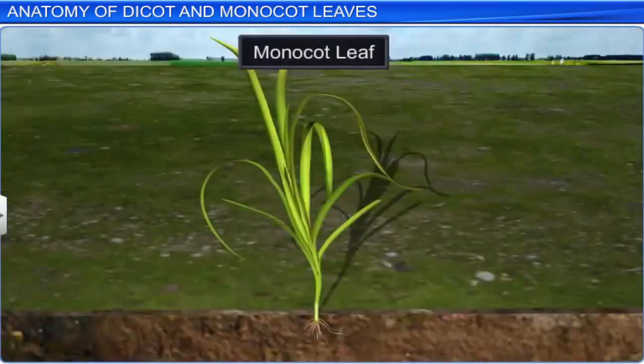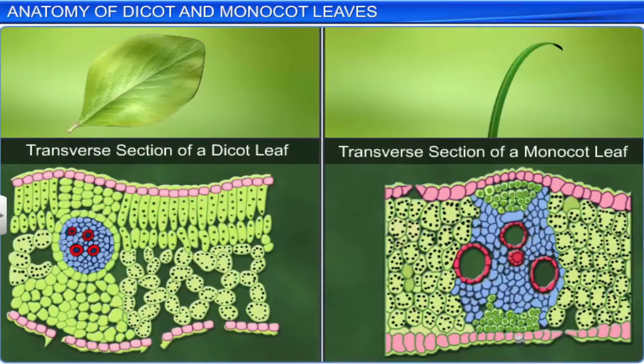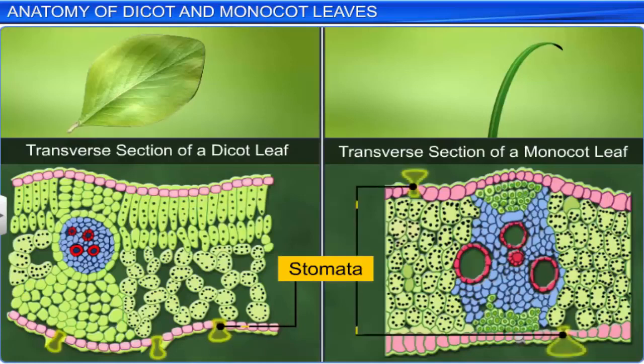Let's take a look at a monocot leaf now. It is also known as an isobilateral leaf, which means it is identical on both sides of its axis and shows parallel venation. The anatomy of a monocot leaf is similar to that of a dicot leaf. However, there are also some key differences. Unlike a dicot leaf, where stomata are found in greater numbers in the abaxial epidermis, in a monocot leaf, stomata are present on both surfaces of the epidermis.